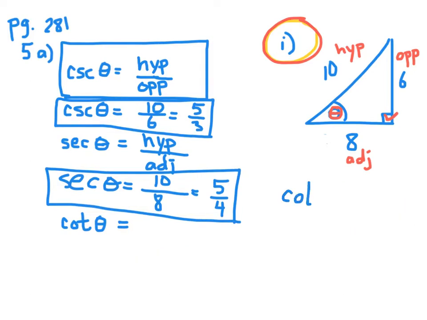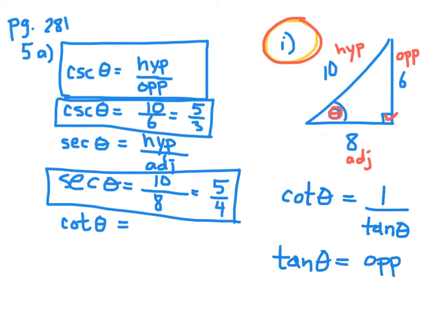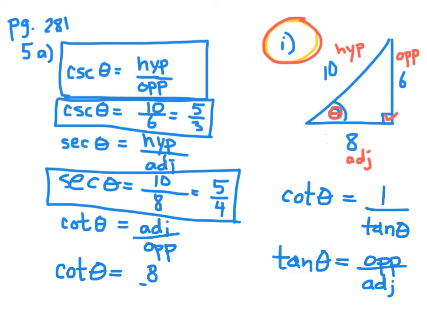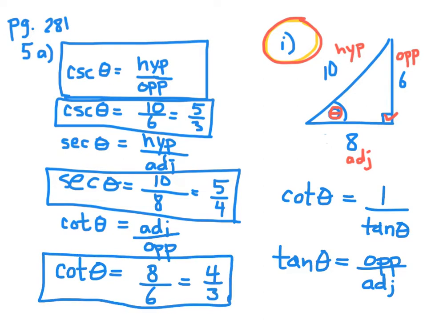Likewise, we know that cotangent theta is the reciprocal of tan theta. And we know that tan theta is, from SOHCAHTOA, opposite over adjacent. And so if tan is opposite over adjacent, we know cotangent is just its reciprocal, which is adjacent over opposite. Now we have the adjacent and opposite of that triangle. The adjacent is 8 over the opposite, which is 6. We could reduce that, both top and bottom are divisible by 2, so cotangent theta is 4 over 3.